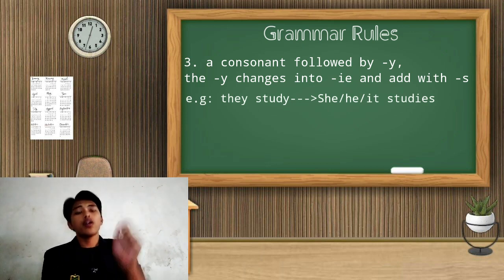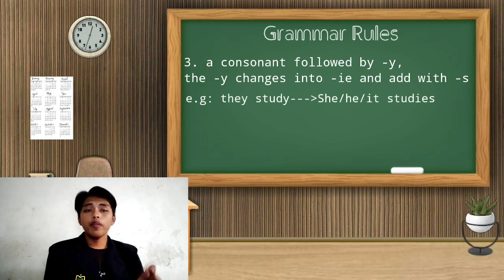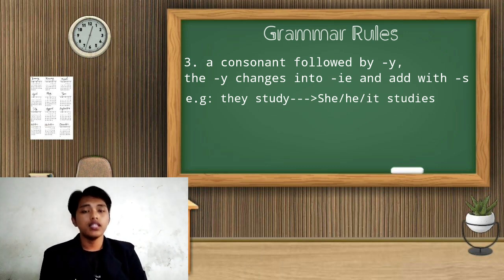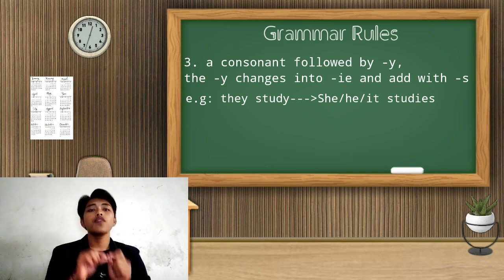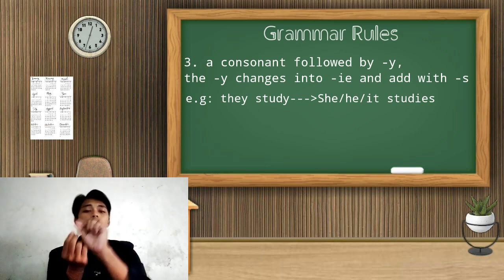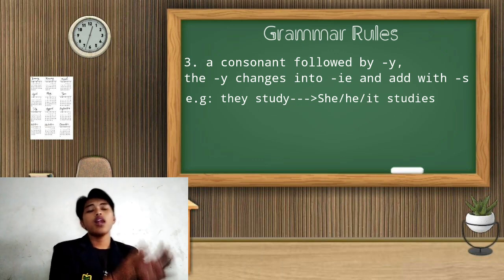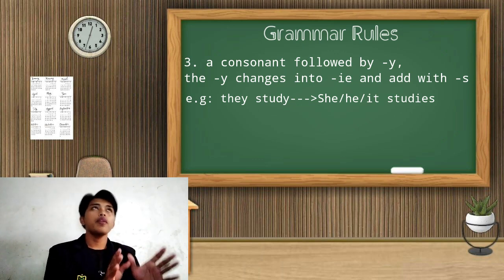That is, a consonant followed by y. The y changes into ie, and we need to add s at the end of the verb. For example, they study. So if you change the subject to she, he, or it, you just need to change the verb also, becoming he studies.